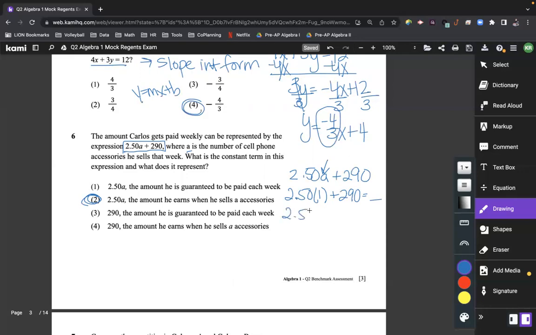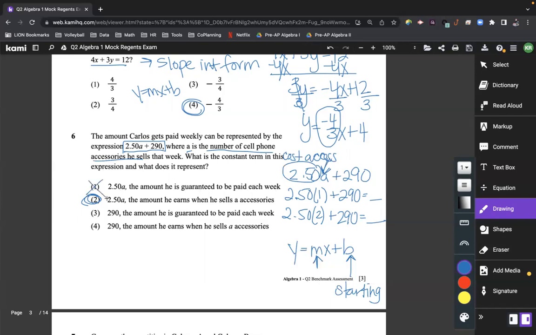If he sells 2 accessories, then it'll be 250 times 2 plus 290. And you get whatever that number is. So we know now that if A represents the number of cell phone accessories that he sells each week, then 250 represents the cost of the accessories. Now, remember that when you have mx plus b form, the number in front of x, or the variable, is your rate of change, or in this case, the cost of whatever item. Whatever number is hanging out in the back is your starting point. That's your y-intercept, okay?